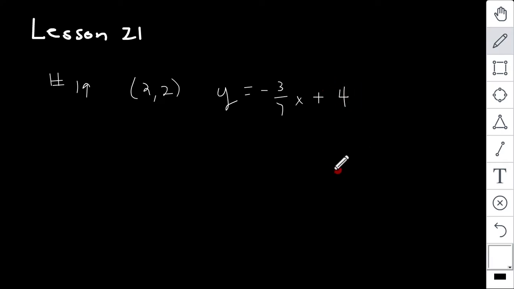Okay, so we want to find the equation of a line that's parallel to this line and goes through this point. So let's just talk since we have time, right? We're not in class where we're out of time. Let's just plot that point, that line.